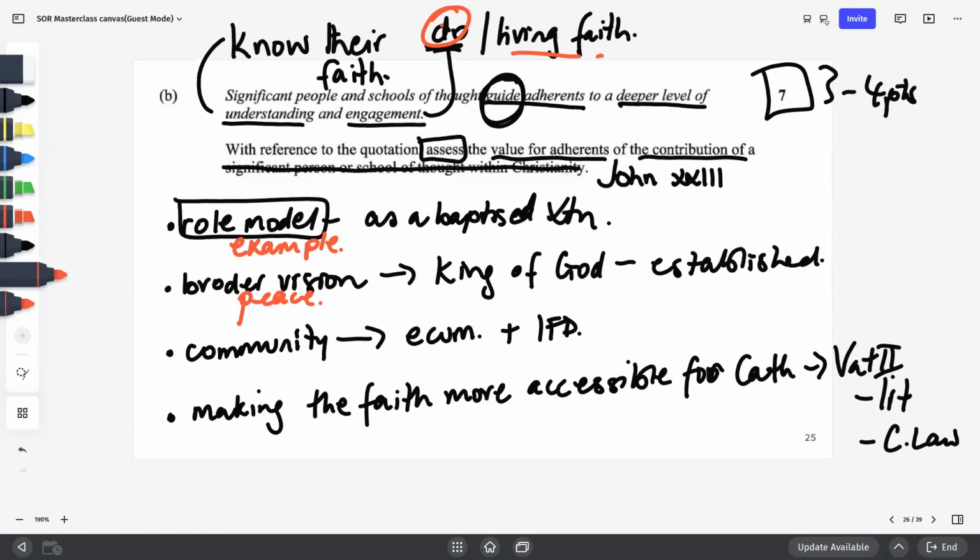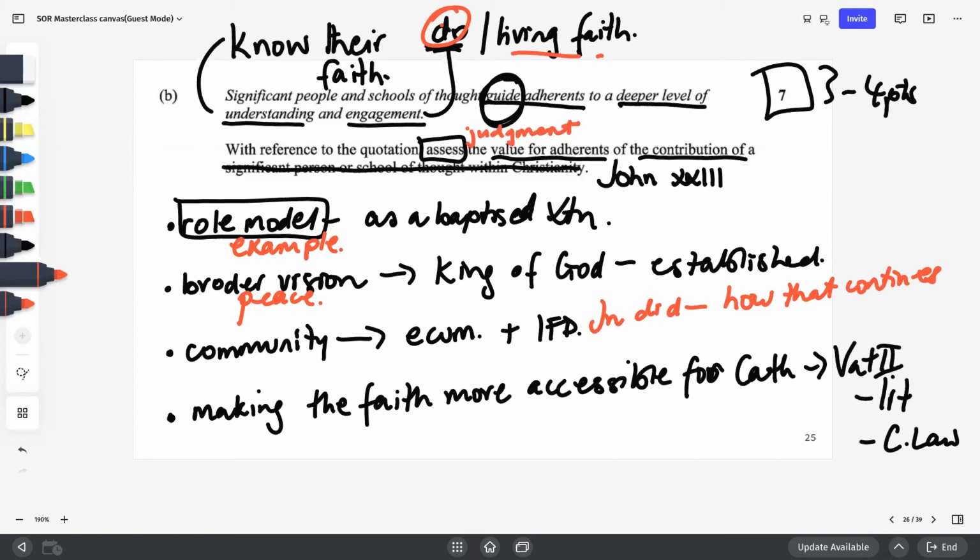And if you're really clever, you've done this in post 45, so you're going to talk about what John did, but then how that continues today, because he continues to guide adherents. You are making a judgment, remember.